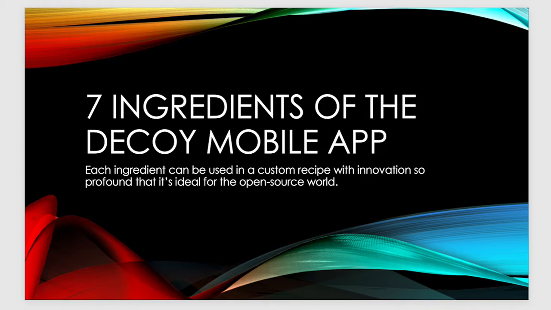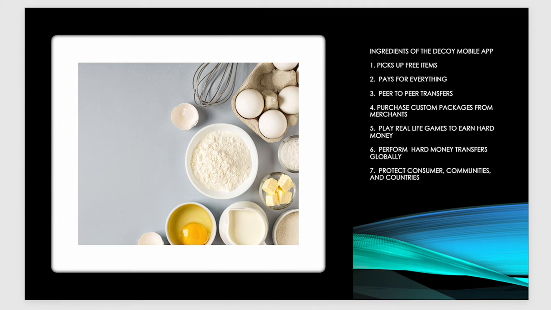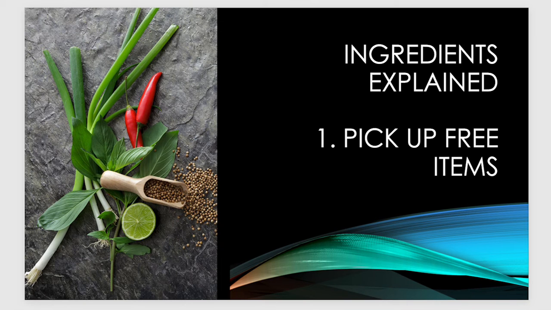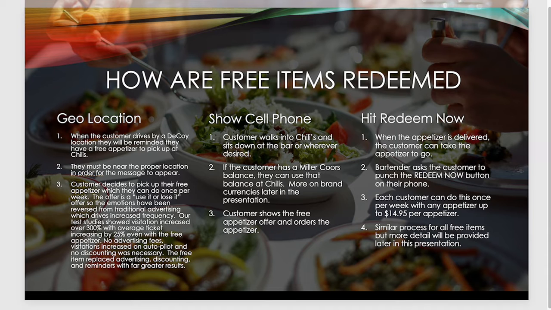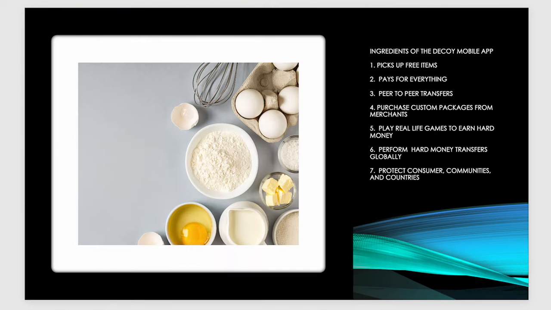We'll go over these 5 slides here that you see, what kind of ingredients are in there. We'll explain the ingredients of what a free item is, what kind of free items you get, and then how you redeem them. So real quick, let's go right back here and ask, what are these ingredients of the DeCoy mobile app? Here's pick up free items as number 1. That's what we're going to go over. We'll go over the other 6 in a separate video of about 5 minutes or less.